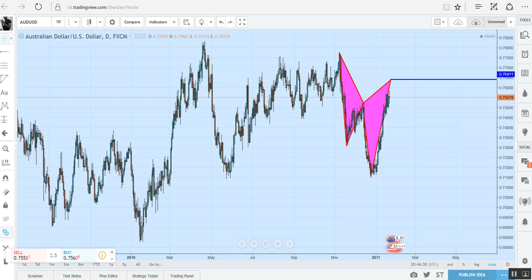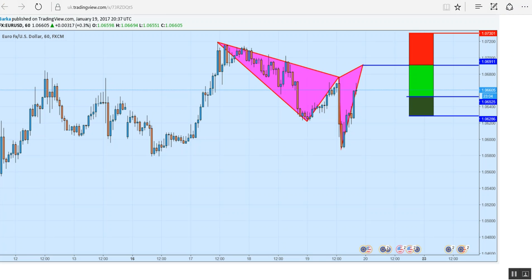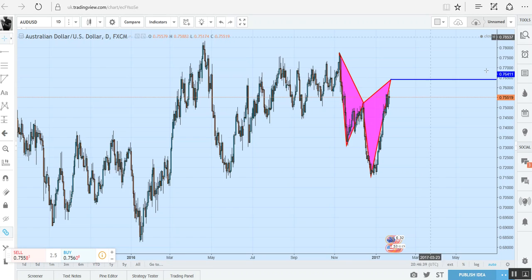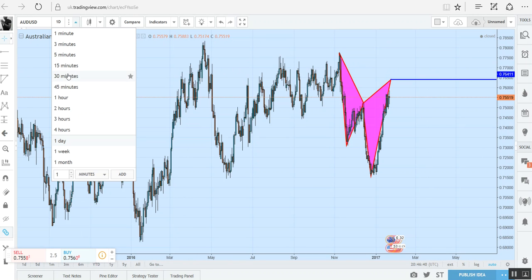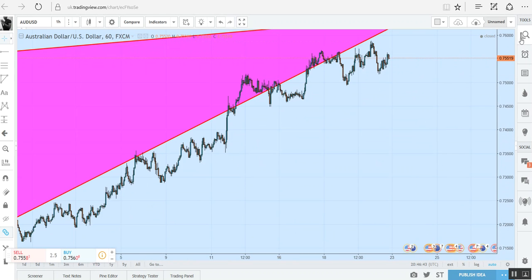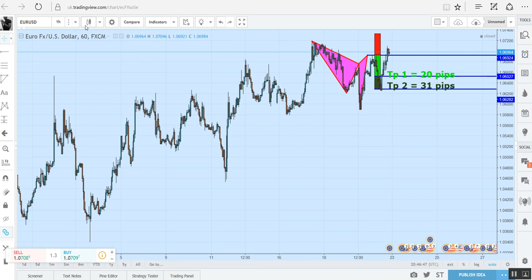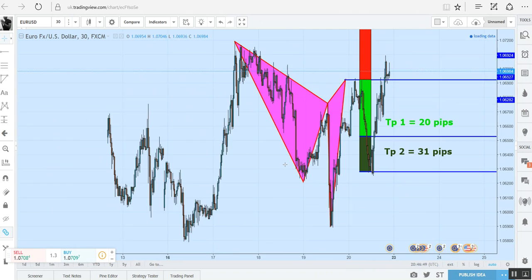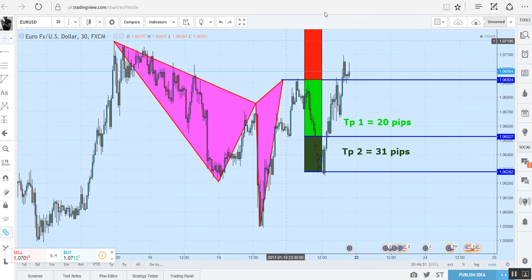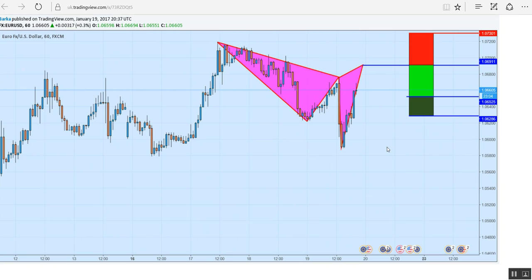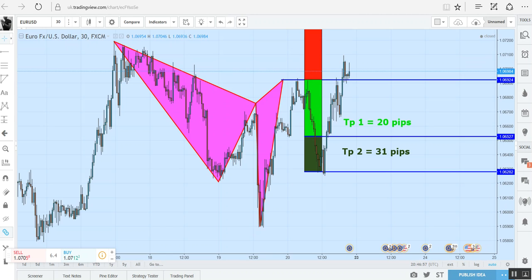So let me just show you guys the first trade. The first one was the euro against dollar. That's the bearish cipher pattern that we took. I didn't post this trade on TradingView, however. So let me just go over to the chart and show you guys euro dollar. I'm doing a 30-minute time frame. So as you can see, this is the one I posted. Obviously, entry at 106.91.